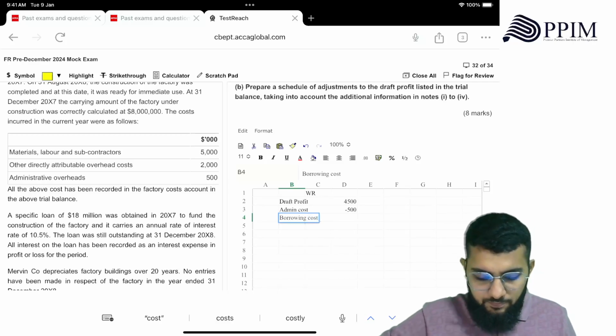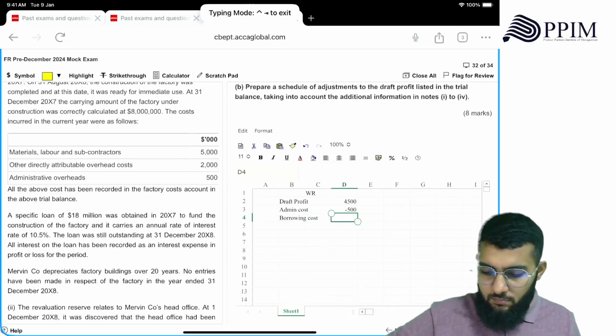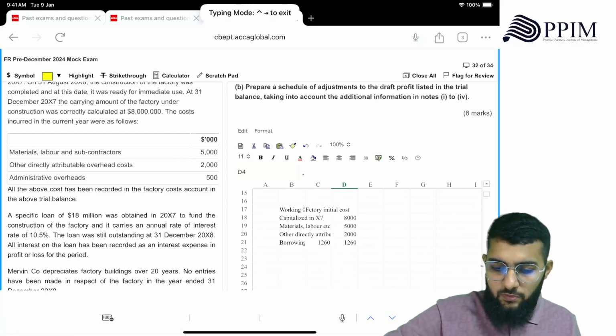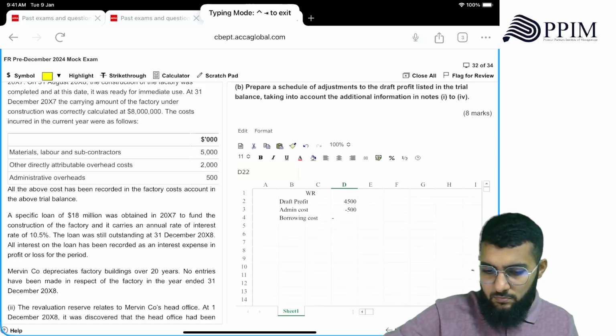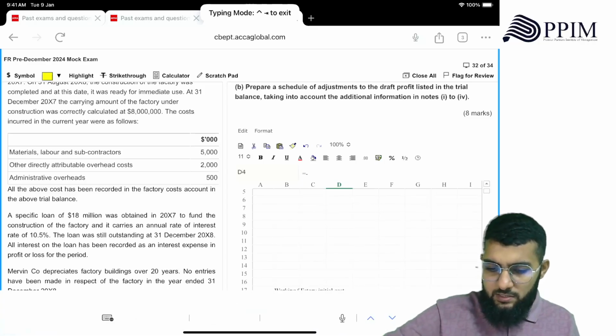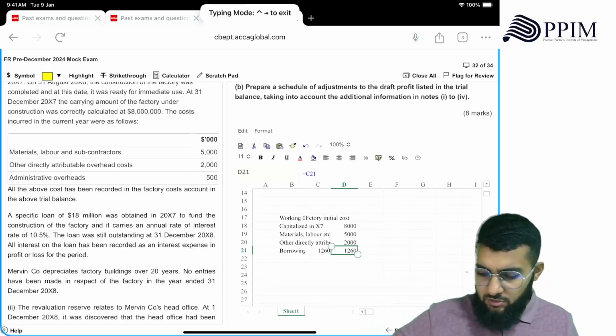Borrowing cost. But then we have to make the retained earnings adjustment: minus 1,260 equals minus 1,260.